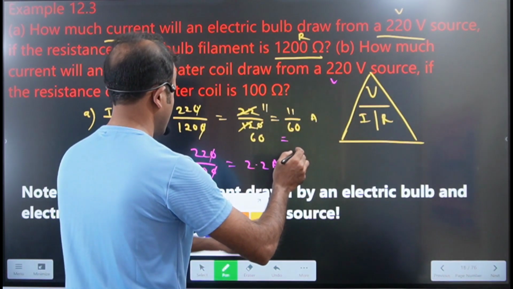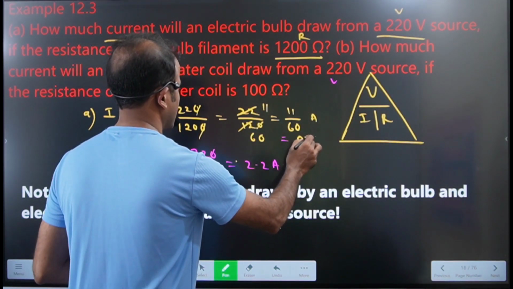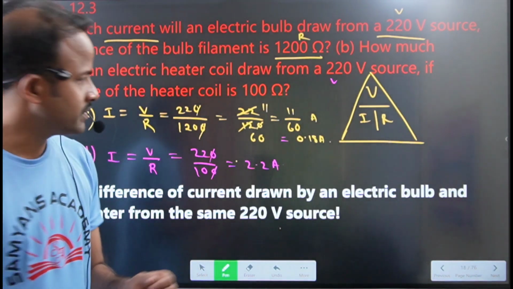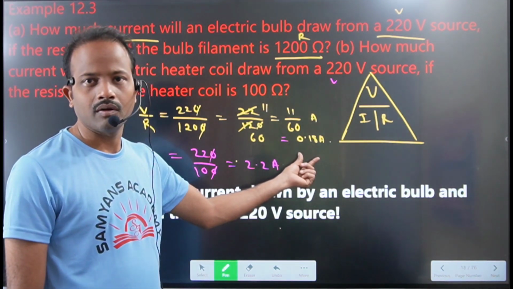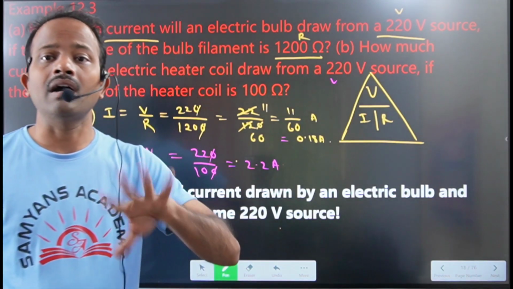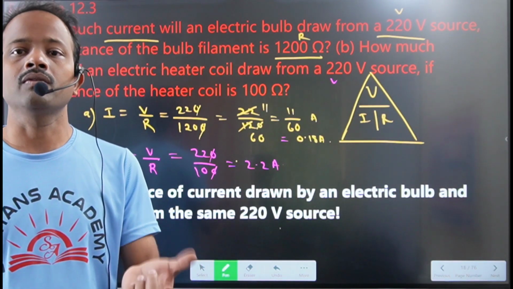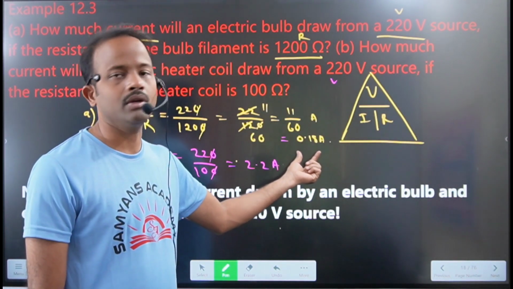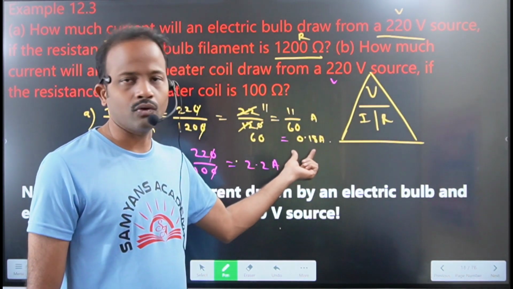How much is it? 0.18 amperes. Now observe these two situations. Which one is having the low current? Which one is having the high resistance value? That one is having low value of current. It allows only low amperes, low flow of charges.